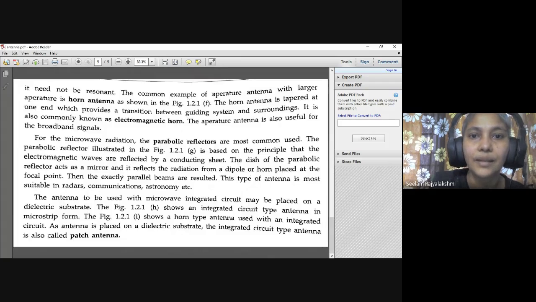The common example of an aperture antenna with a larger aperture is the horn antenna. The horn antenna is tapered at one end, which provides a transition between the guiding system and the surroundings. It is also commonly known as an electromagnetic horn. The aperture antenna is also useful for broadband signals.